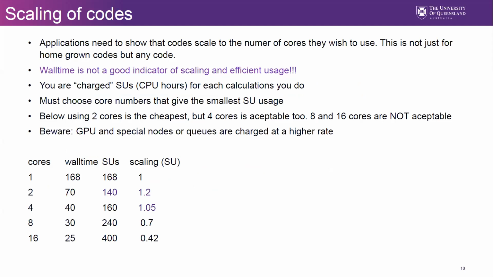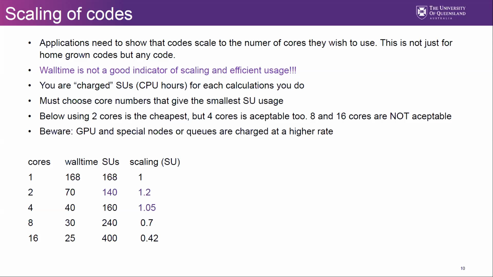So all the applications need to show that the codes scale to the number of cores you wish to use. And that's not for just homegrown codes, that's for any code. So if you're using 3 or 4 different types of code, you have to show it for every single one of them. Copying data from a web page is not acceptable. It has to be for your own calculations.